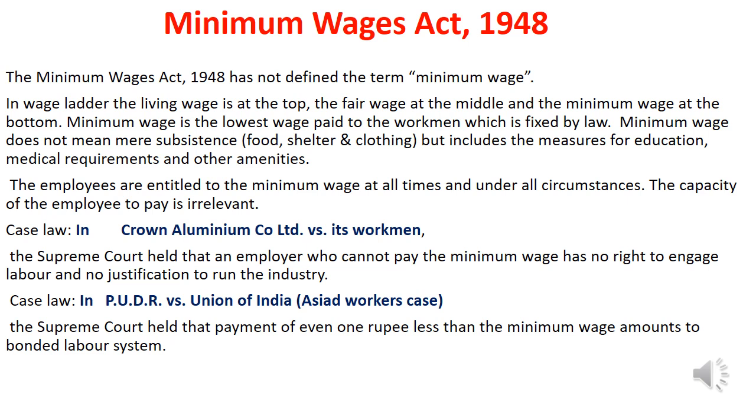So we have Article 43 of the Constitution securing a living wage to the laborers in the unorganized sector in the state policy. So minimum wage is secured by this Act. So, what is this minimum wage? As such, there is no definition of minimum wage in the Minimum Wages Act 1948, but in the wage ladder, the living wage is at the top, fair wage is in the middle, and the minimum wage is at the bottom. Minimum wage is the lowest wage paid to the workman, which is fixed by law.